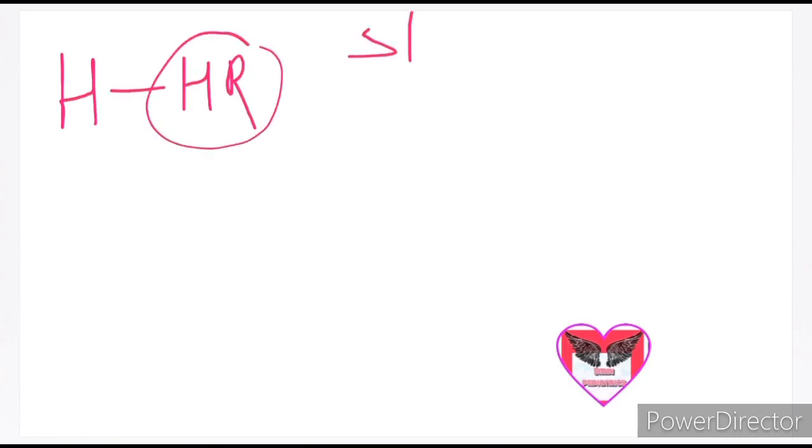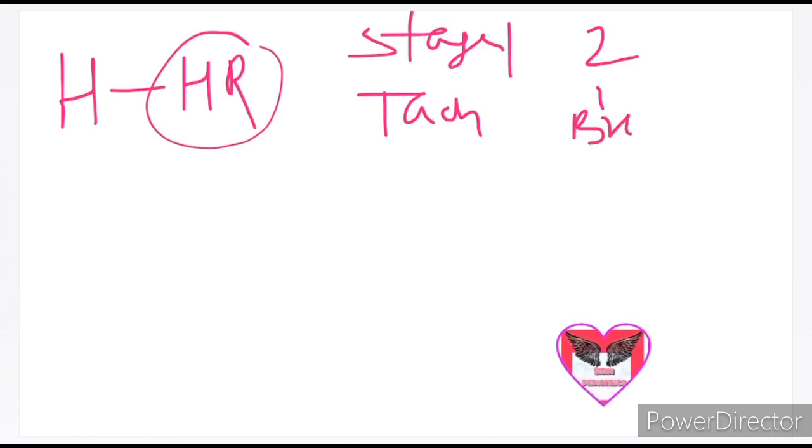and H is heart rate. Similarly, stage 1 there is sympathetic, we have tachycardia. In stage 2 we have brady, and stage 3 we have variable response.